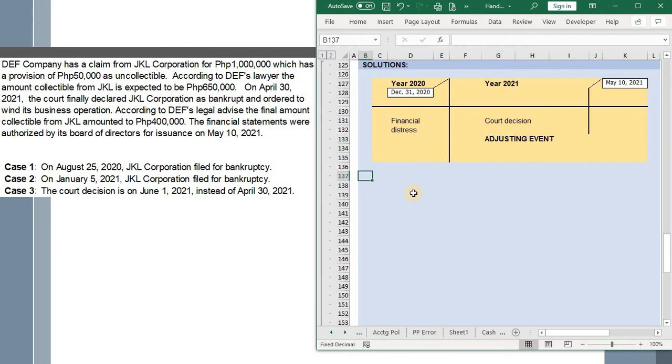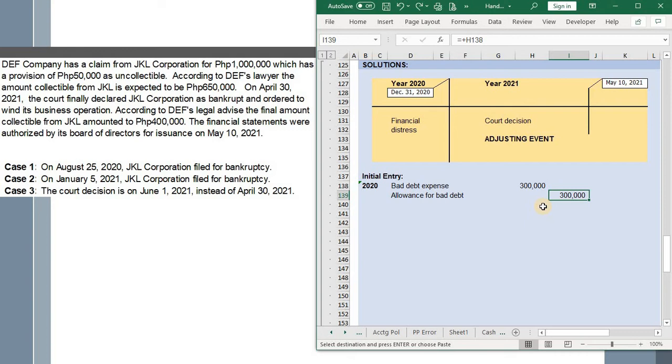Since this is an adjusting event, we need to prepare an adjusting entry. But before we prepare the adjusting entry, let us first prepare the initial entry to better understand the adjusting entry that we are about to prepare. So the initial entry would be in 2020, and that is a debit to bad debt expense for 300,000 pesos and a credit to allowance for bad debt at 300,000 pesos.